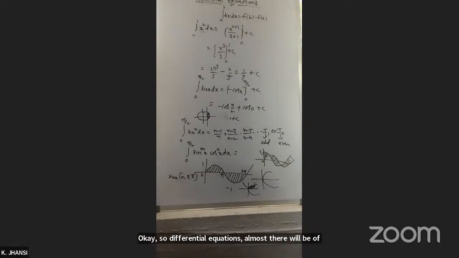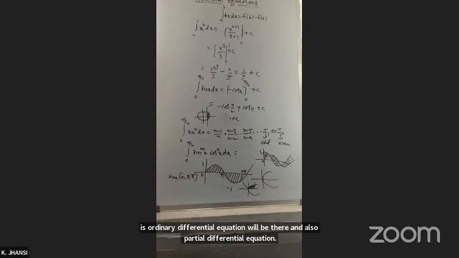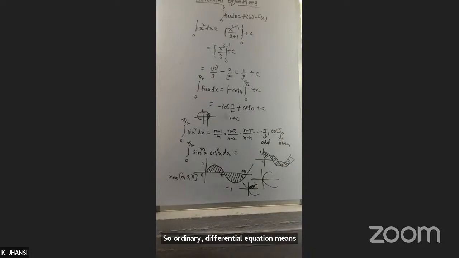That is, ordinary differential equation will be there, and also partial differential equation. Ordinary differential equation means only one dependent variable will be there. Only one dependent variable means almost we have y as the dependent variable. So ordinary differential equation means it involves a function of a single variable and its derivatives.